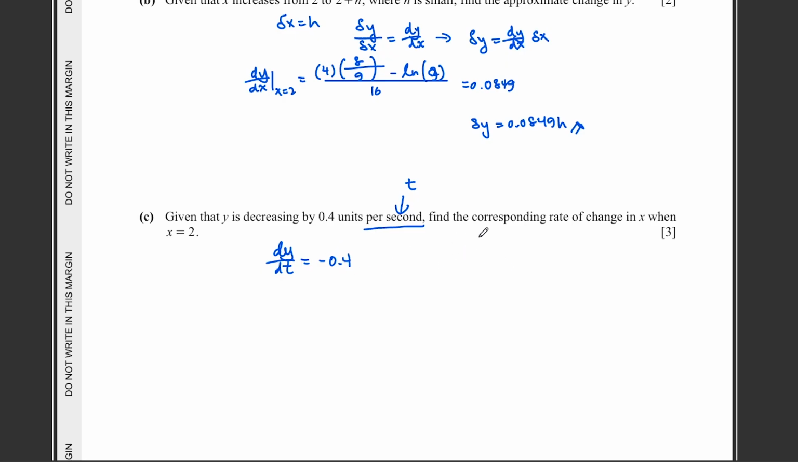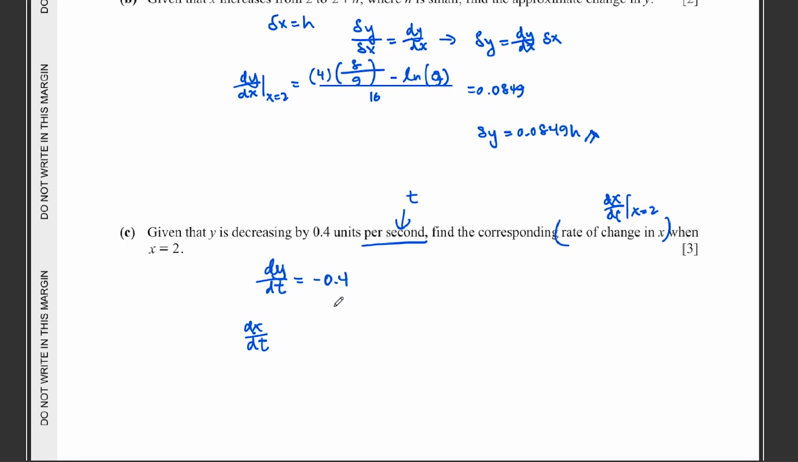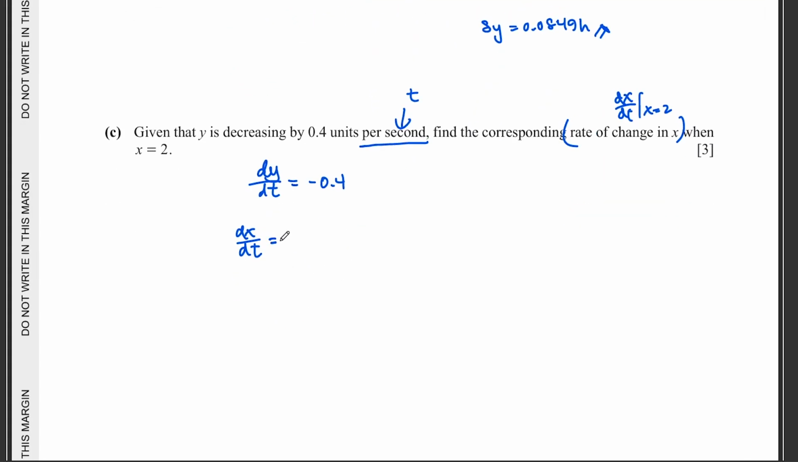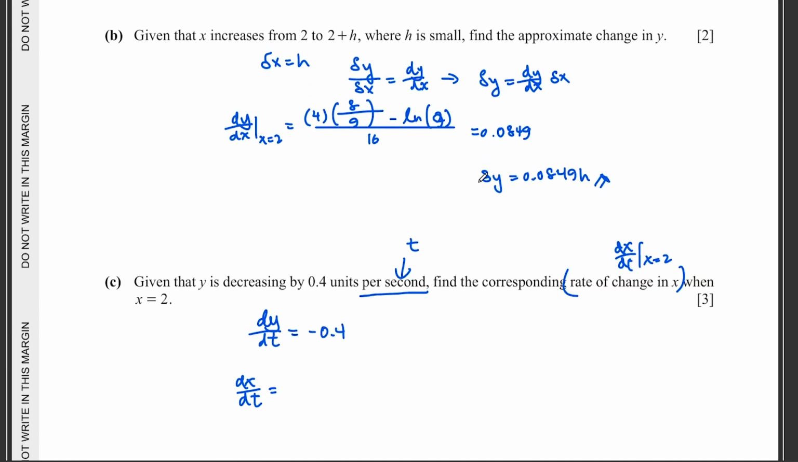So what we want to know is the corresponding rate of change in x. This is also the time derivative of x when x equals 2. So we want to know dx/dt. To do this, we would use the chain rule. We have dy/dx that we know, and it's also evaluated at 2 already, so that's convenient for us. To convert dy/dt to dx/dt, we can do dx/dy times dy/dt.